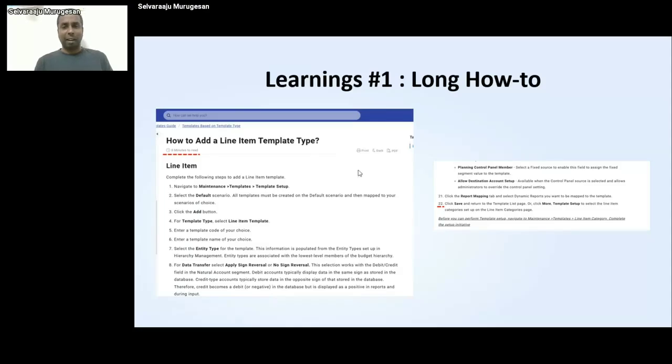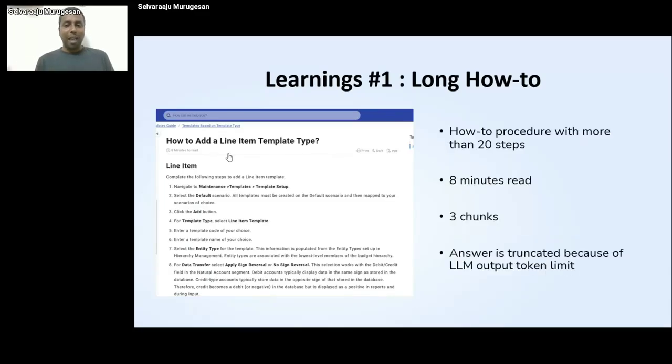So here's the interesting bit I really want to share. We have our own chatbot, which we launched a couple of years ago, and our customers have been using it. And I just want to share some of the learnings. The first learning I want to share is they have written a long how-to procedure, a step-by-step procedure. As you can see on the screen, it's about an 8-minute read, and there are about 22 items in the step-by-step procedure. So what happened was, when our customer put in this question, we found that our chatbot only gave a partial answer.